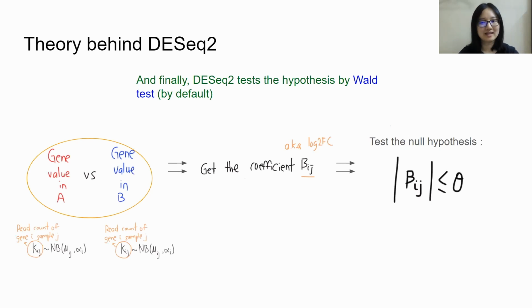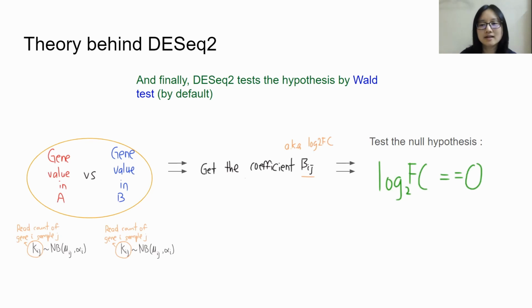So they can proceed to the next step, which is to test the hypothesis by Wald test. And this read count will be treated as the real gene value of the samples. And then from there we can obtain the coefficient beta, which is the log2 fold change. And finally, DESeq2 is able to test the hypothesis by Wald test by default. The null hypothesis is that the coefficient is lower than the threshold theta, which is 0. In layman's words, it means log2 fold change is equal to 0.